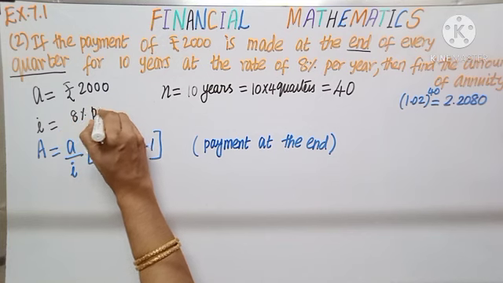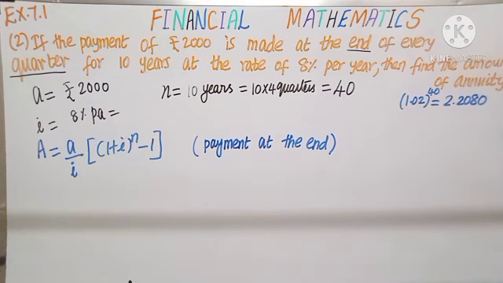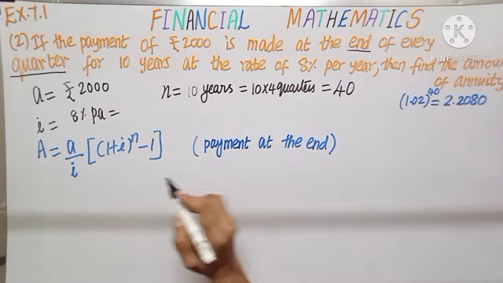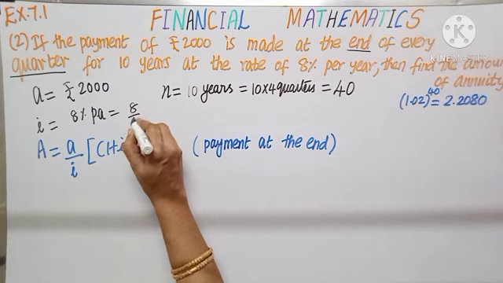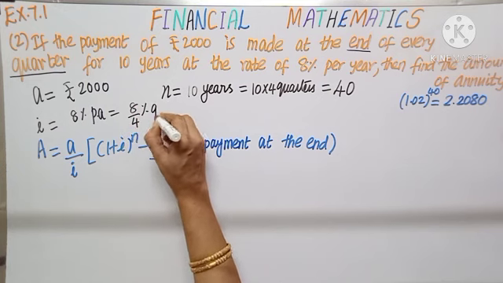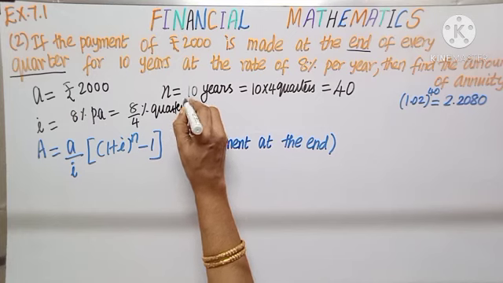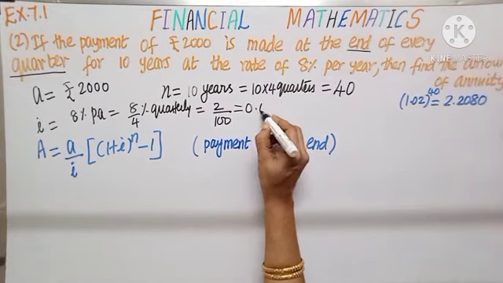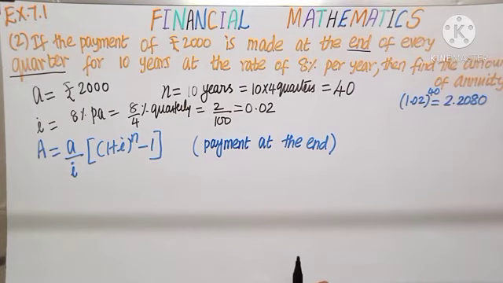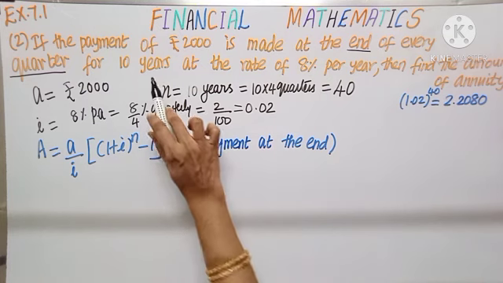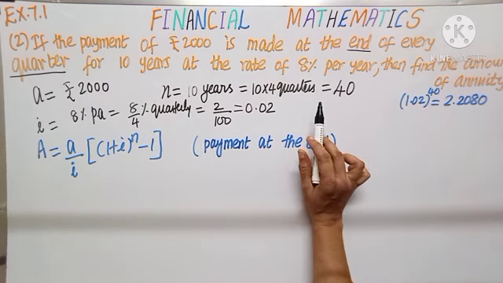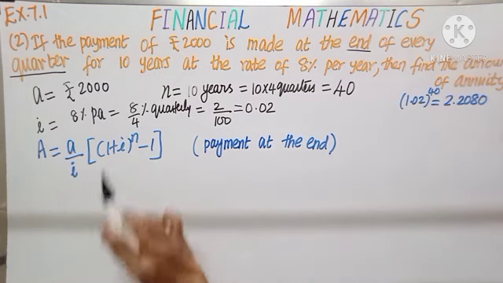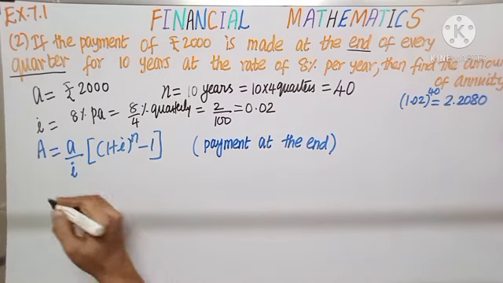8% per annum. This is for 1 year. But we are paying quarterly. Here I multiply by 4, whereas here I divide by 4. So this is quarterly. So what do I get? 2%, 2 by 100, 0.02. So let us remember, whenever it is quarterly payment, years multiply by 4, whereas rate of interest divide by 4.